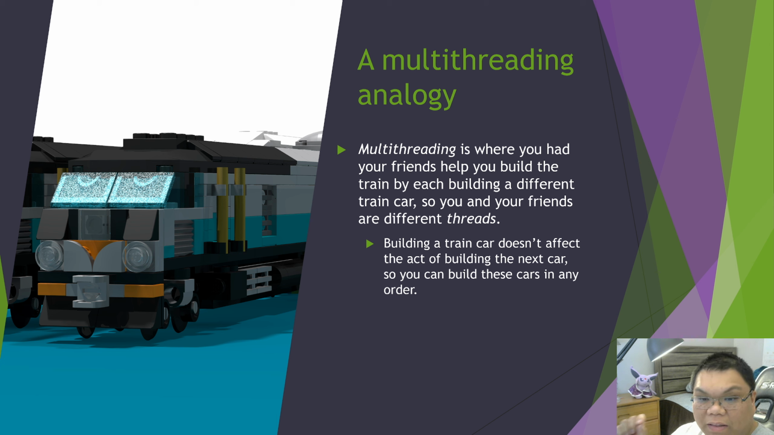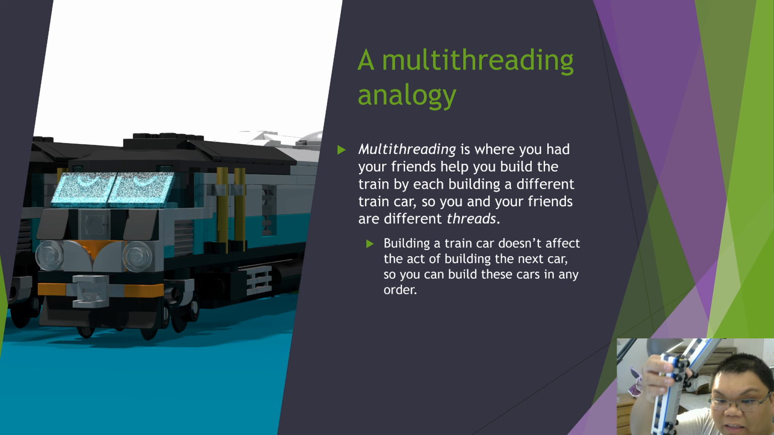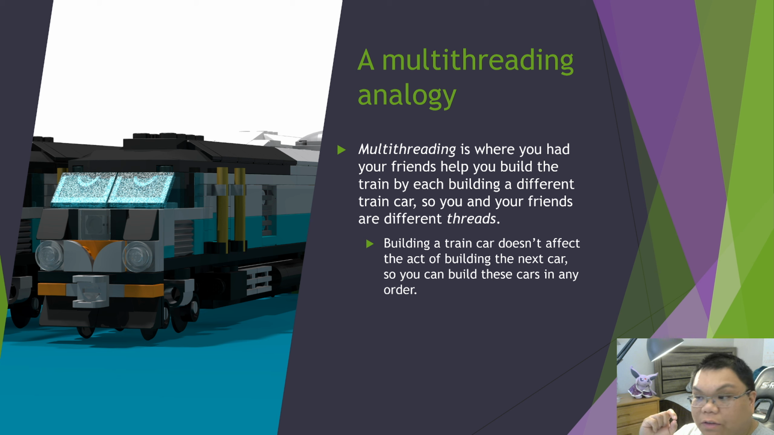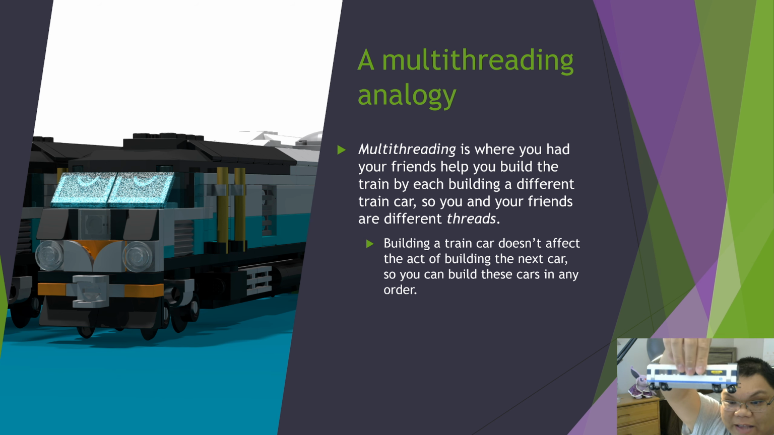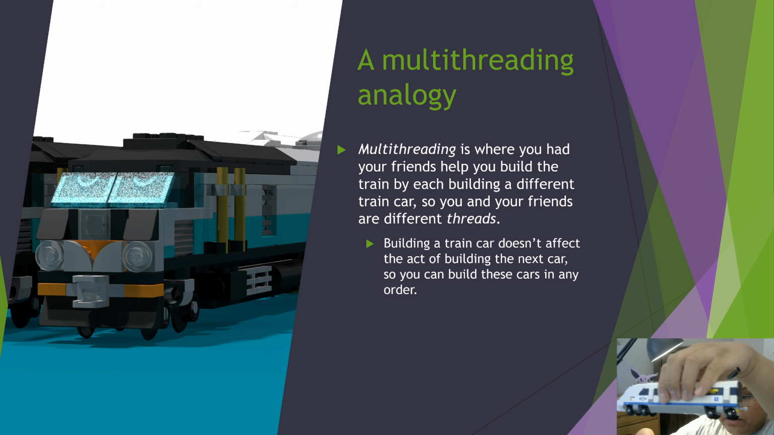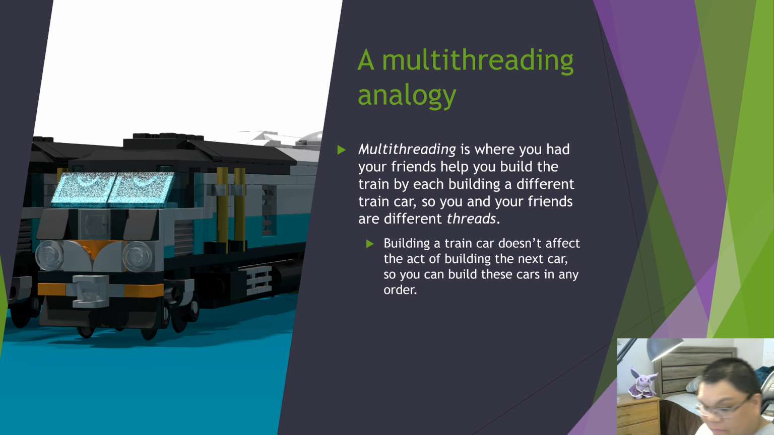You and your friends are building a train, but you're each building a different car in the train. The reason why we can do this is it doesn't matter if we build the passenger cars first or the locomotive first. If we have stuff like that where we can do these kinds of things in any order and it doesn't affect subsequent operations after that, then we can, in theory at least, do those things at the same time.